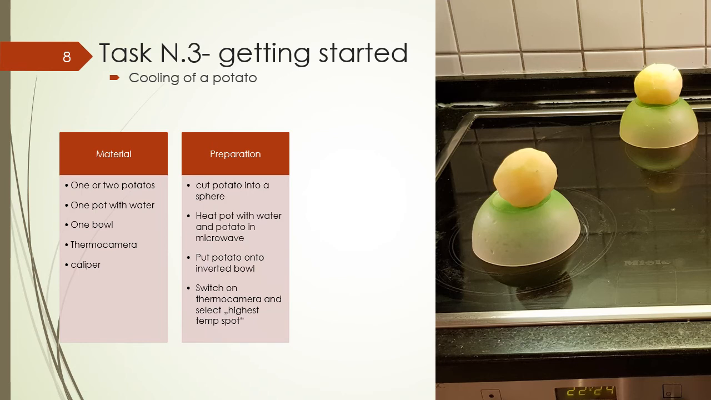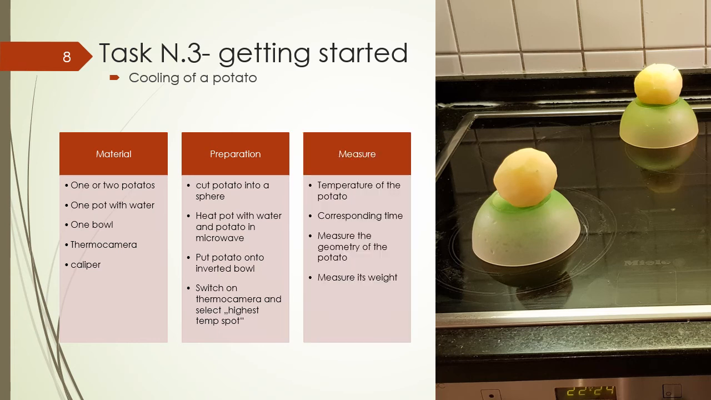the preparation consists of cutting a potato into a sphere. This is important to have a simple geometry and to calculate the surface, to calculate all the parameters of the potato. Then we heat the potato in the microwave with water, of course, and we put the potato over an inverted bowl. This is because it's very difficult to hang a potato. And then we switch the thermocamera to the highest temperature spot, and we measure the temperature of the potato at the corresponding times. And finally, we measure the geometry of the potato. In this case, it's only the diameter, and we measure its weight.